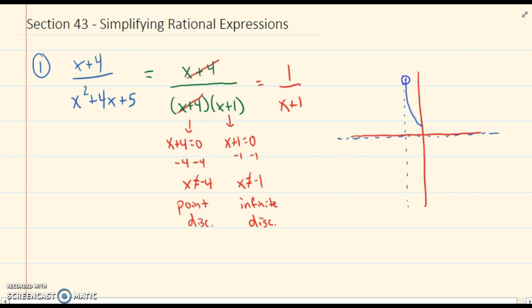So it looks like my graph, this is pretty typical of a rational function. It'll look something like this. But at negative 4, and I'm estimating here because I don't have any scale on the axes, I'm going to have a hole in that graph. And so my graph will look something like that. And that's typically what a rational function is going to look like. So again, if the factor does cancel, it's a point discontinuity. If it doesn't cancel, then it's infinite discontinuity.